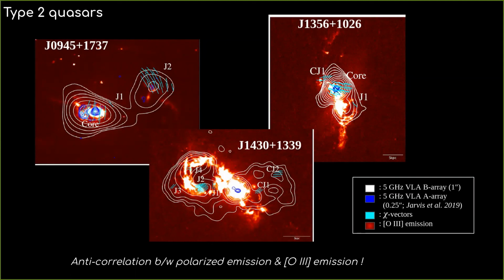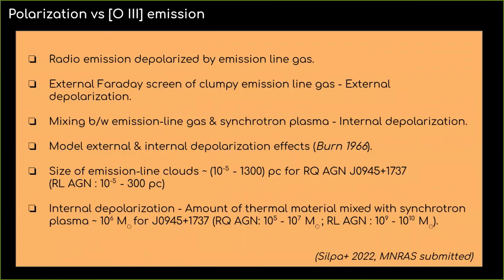Such an anti-correlation has been previously observed in some of the radio loud AGN in the literature, and it is explained as a result of the depolarization of radio emission by emission line gas. And this can happen in 2 ways. One, where you have an irregular Faraday screen of emission line gas which is clumpy on scales smaller than the observing beam. So the screen of emission line gas will depolarize the radio emission from the lobes, and this is the external depolarization effect. The second one is the internal depolarization effect, where the entrained emission line gas inside the lobes of the sources mixes with the synchrotron plasma and depolarizes the lobe emission.